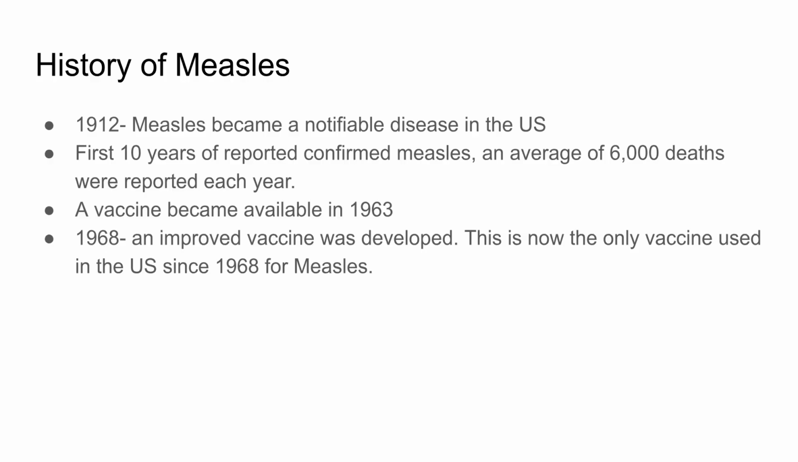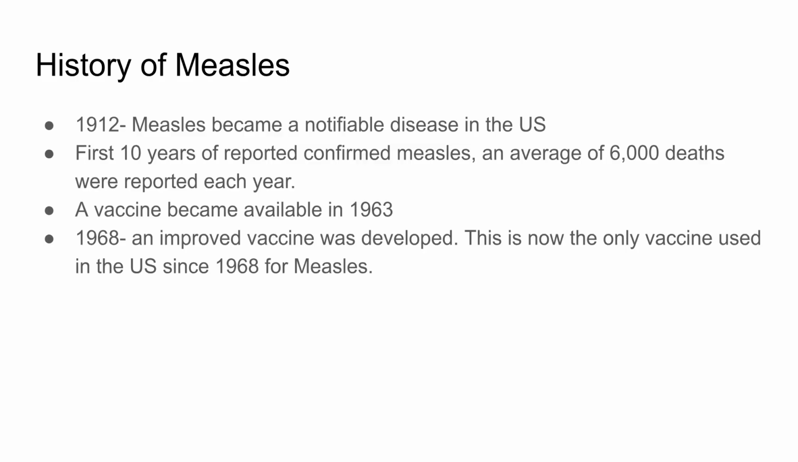History of measles. In 1912, measles became a nationally reportable or notifiable disease in the United States, in which it required healthcare providers and labs to report all diagnosed cases. And within the first 10 years of reporting, an average of 6,000 measles-related deaths were reported each year. A vaccine became available in 1963.